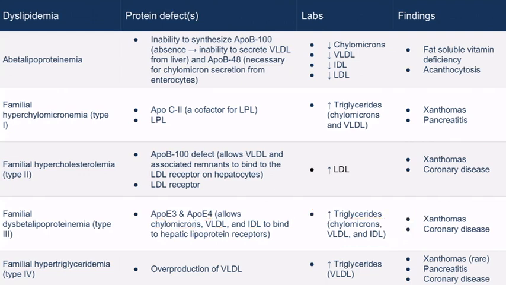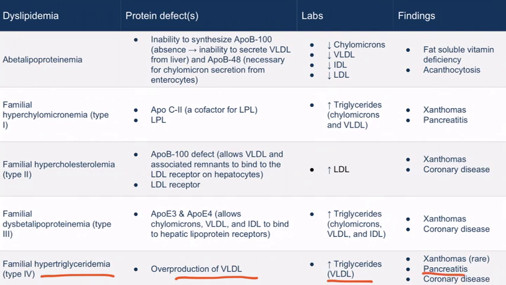Type 4 dyslipidemia, or familial hypertriglyceridemia, has multiple protein defects, but ultimately results in the overproduction of VLDL. Because VLDL is a surrogate for triglycerides, we can expect triglyceride levels to be elevated. As with most other disorders, elevated triglyceride levels is a risk factor for pancreatitis, so these patients can develop pancreatitis.